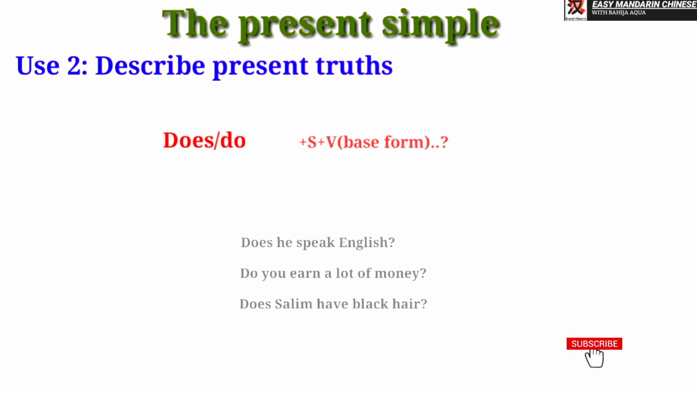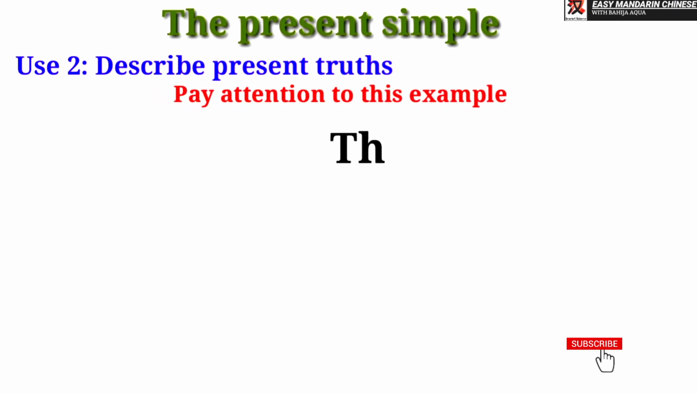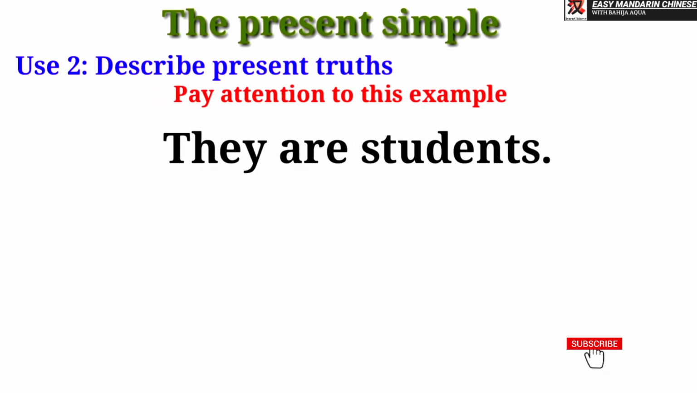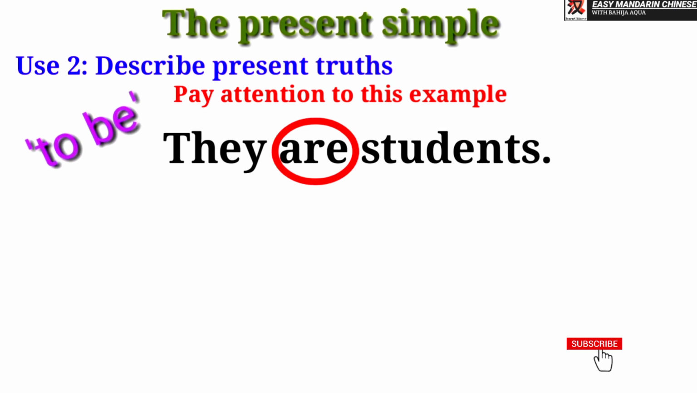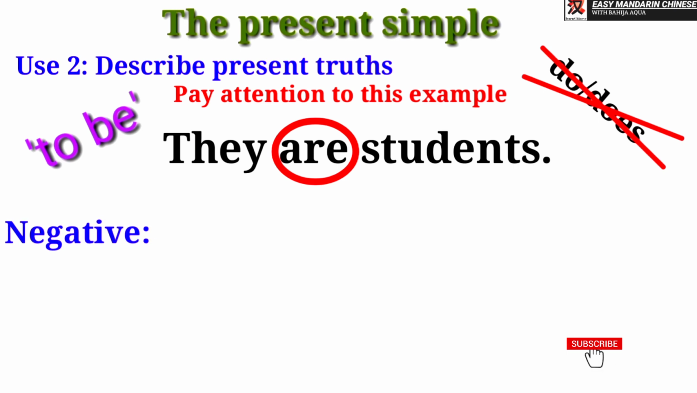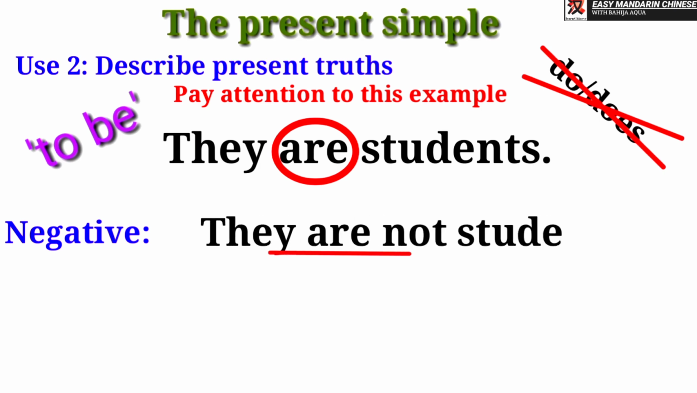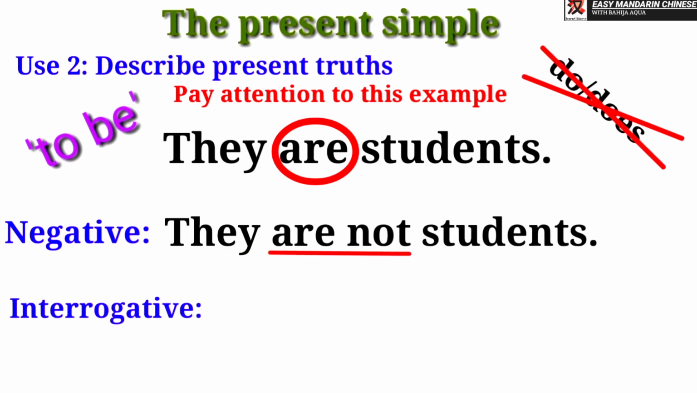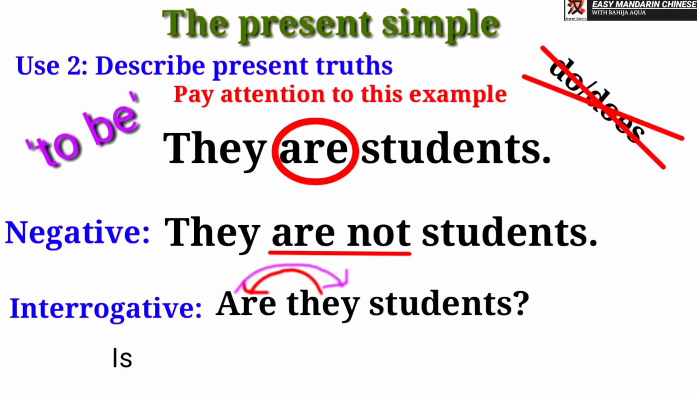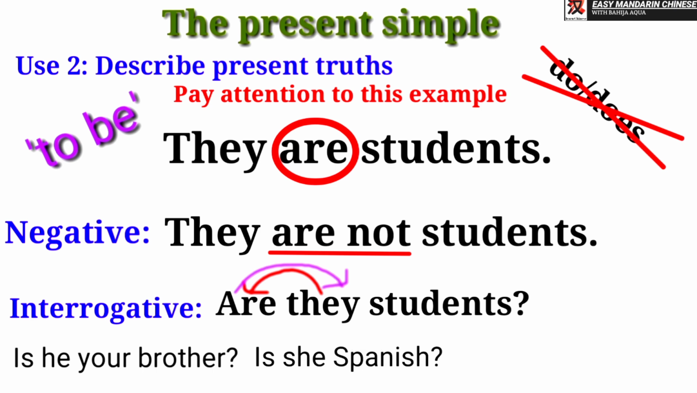Please pay attention to this example here. They are students. Here we have verb to be. We never use do or does with verb to be. For negative, we directly add not to the verb. They are not students. For the interrogative form, we invert the subject with the verb. Are they students? Or is he your brother? Is she Spanish? Are you hungry?